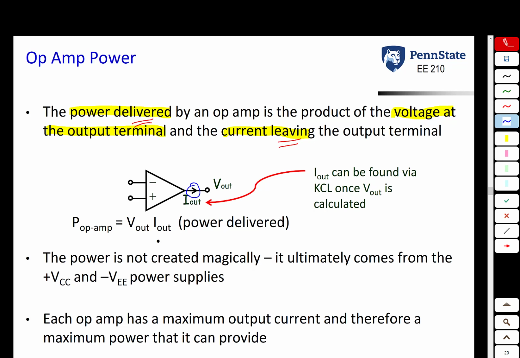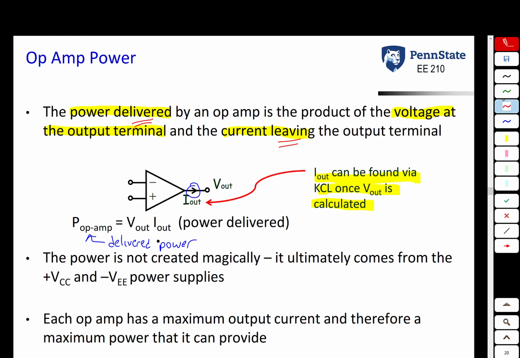So the power associated with the op-amp, and I should point out this is a delivered power, is the output voltage V out times this current coming out of the op-amp. The way you find this output current is by doing a KCL equation at the V out terminal once the voltage is determined. As I said before, you never do a KCL equation at the output terminal of an op-amp when you're trying to find the output voltage. But once you know that voltage, you can then do KCL to find the output current and therefore the power associated with the op-amp.